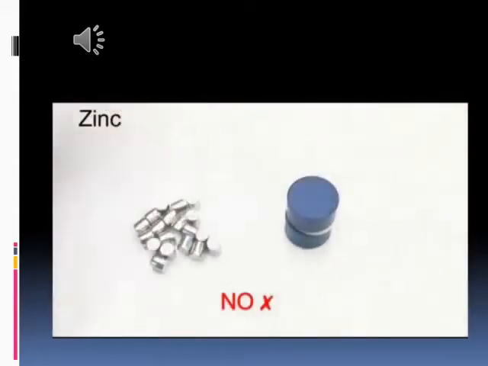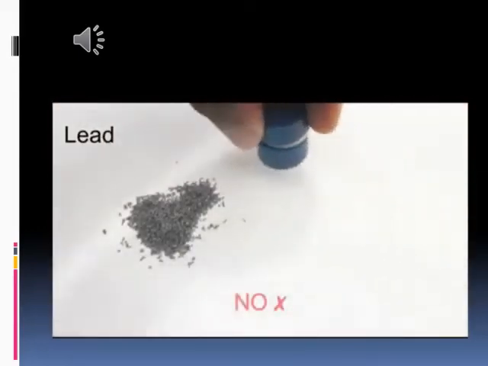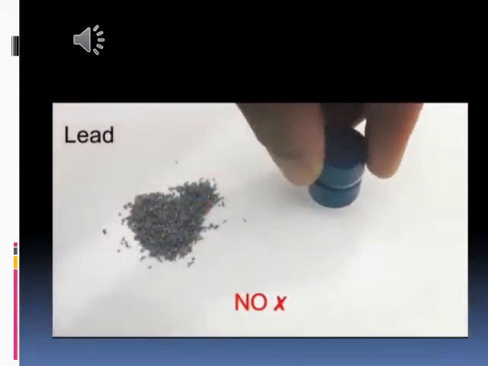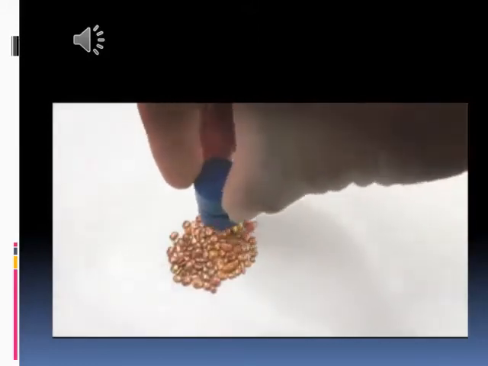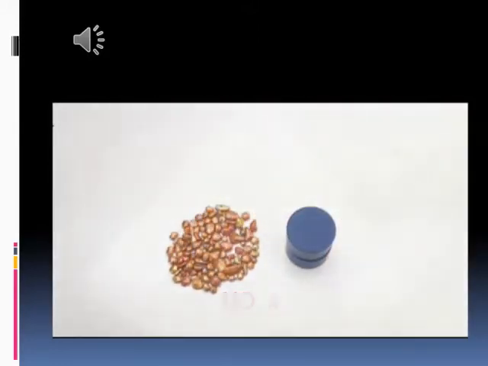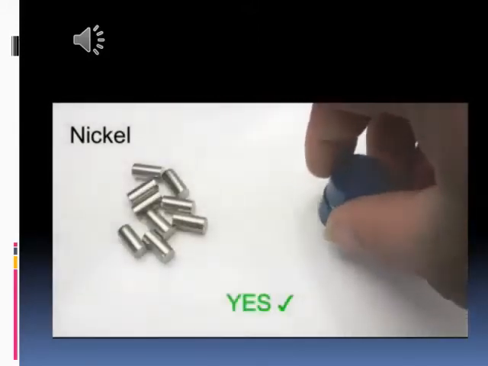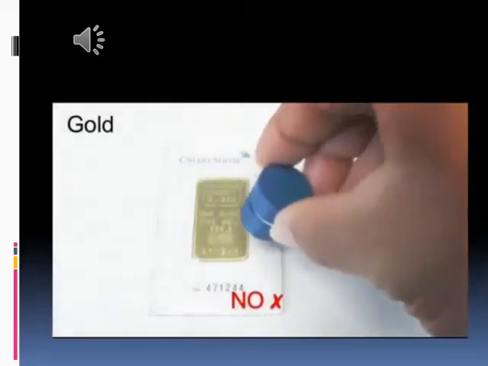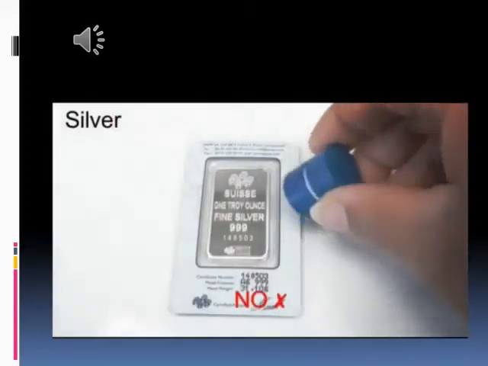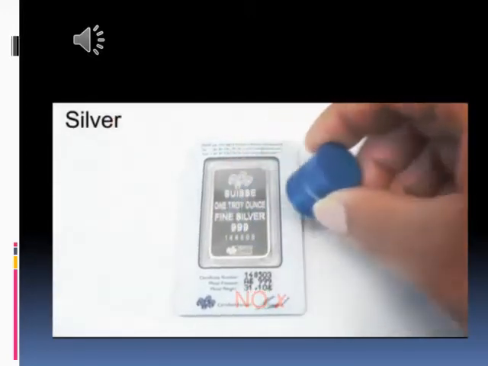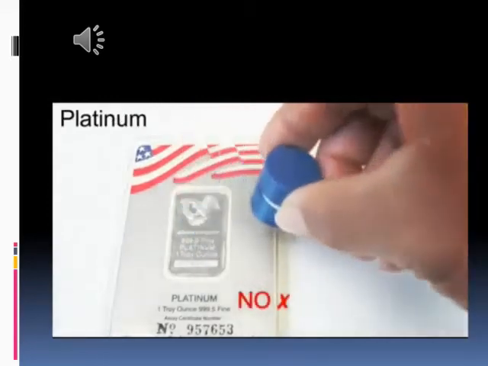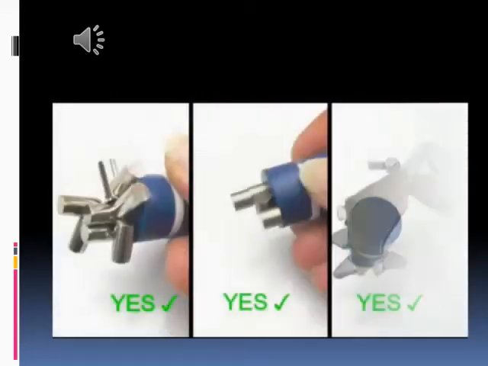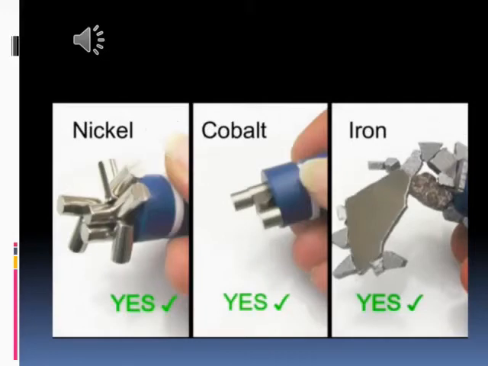Zinc, no. Lead, no. Copper, not. Nickel, yes. Gold, no. Silver, no. Platinum, no. So, nickel, cobalt, iron are attracted towards a magnet.